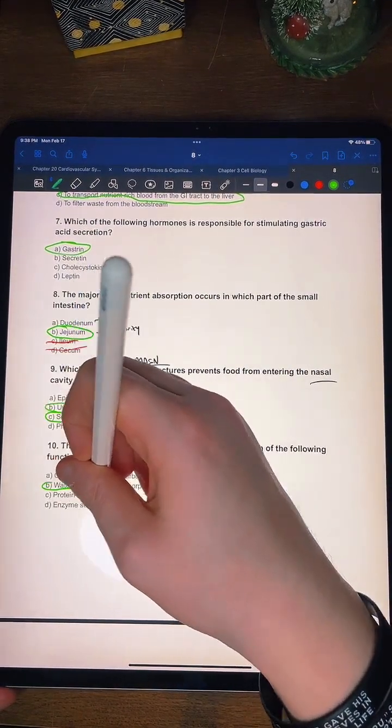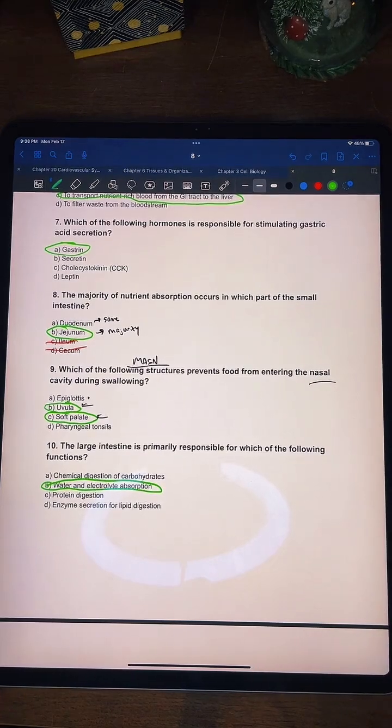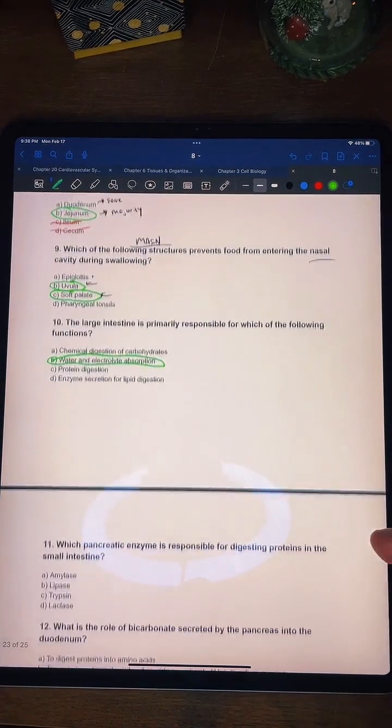The answer for 10 is B. It is water and electrolyte absorption. Good job, guys. Can move on then.